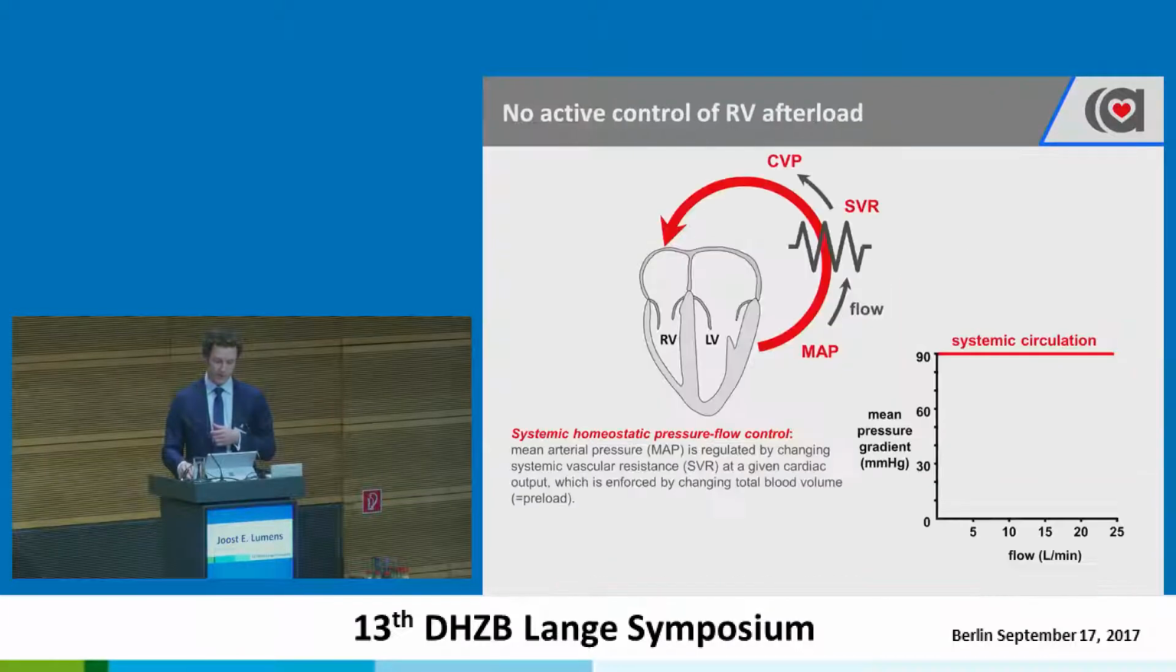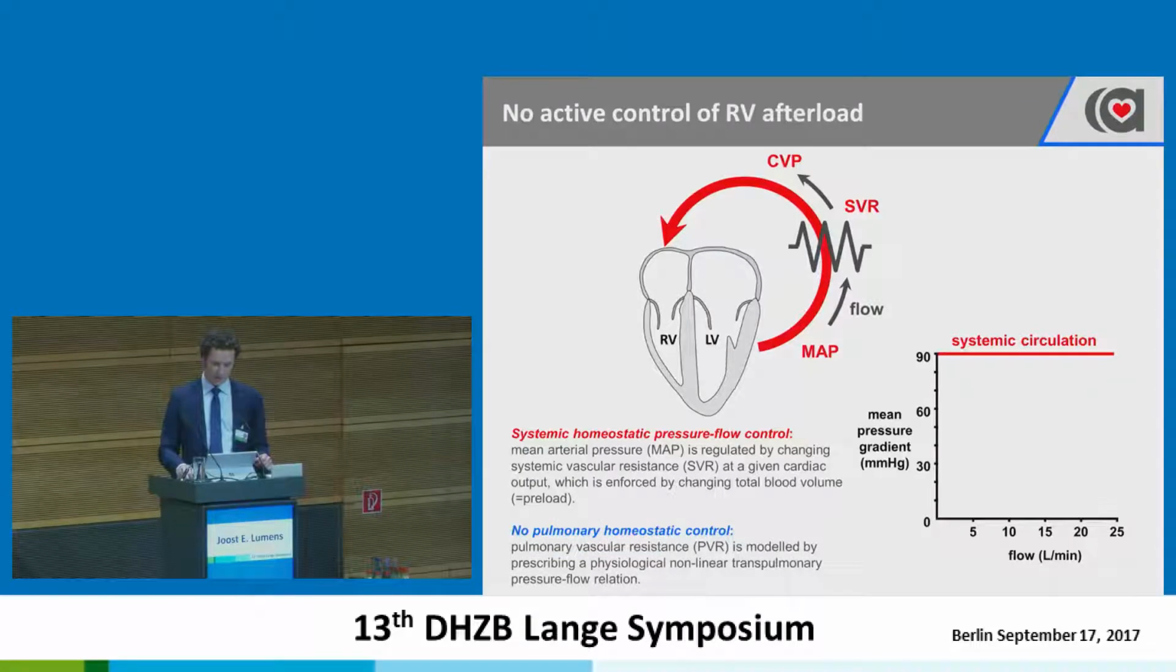But how do we simulate this in CircAdapt? Well, we have to assume certain things. To make things simple, we assume that the systemic circulation has a continuous afterload for the LV. So if we increase cardiac output, we assume that mean arterial pressure is pretty well controlled and maintained. I do know that it does increase a little bit, but this increase is marginal relative to what happens on the RV. So for simplicity, we assume constant mean arterial pressure.